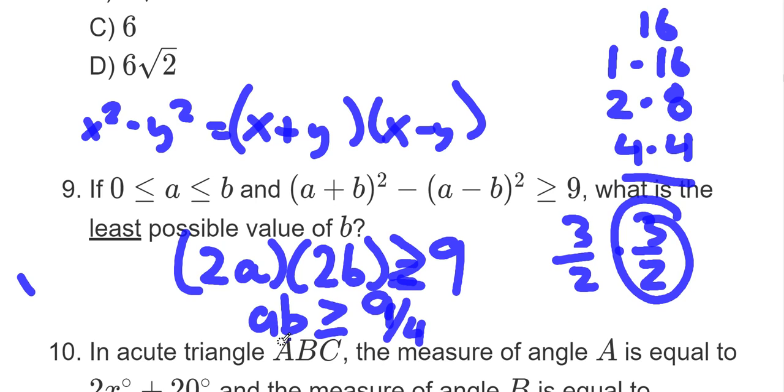Because if we want to get a different value of B, since B is the same as A or greater than A, if we want a different value, we have to go down A, and that means B has to be greater. We don't want that, okay?